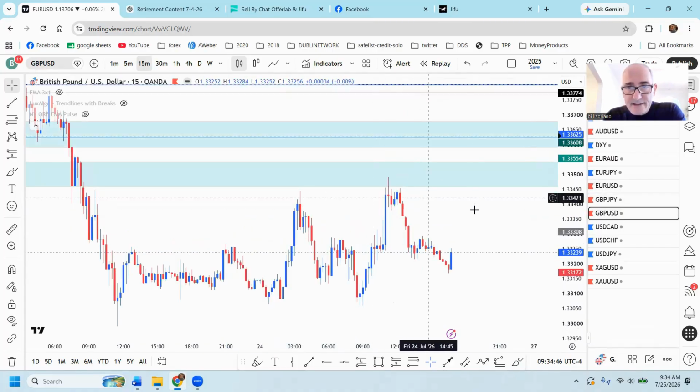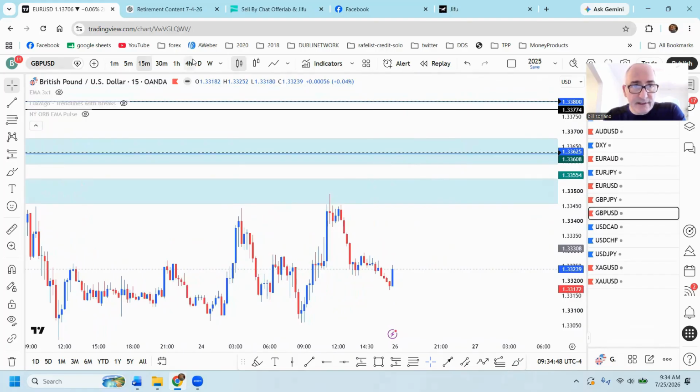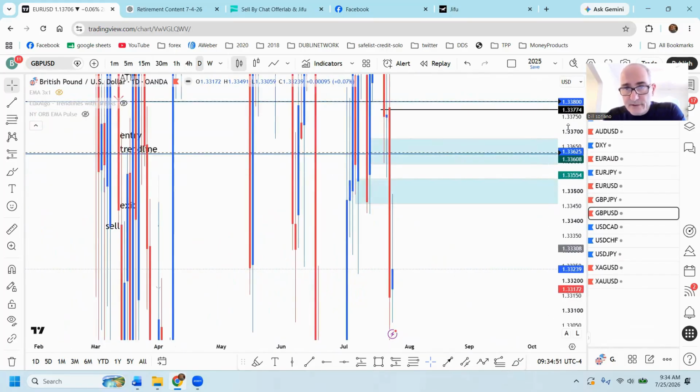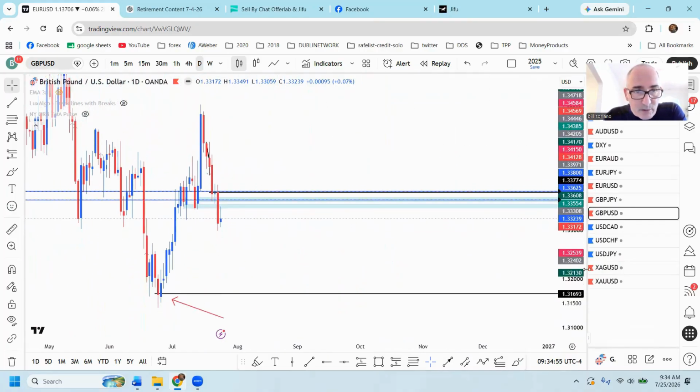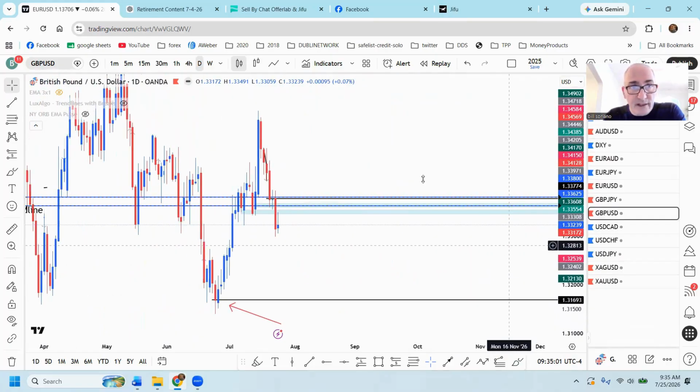Next pair I want to look at is GBP-USD. So again, let's go to the daily time frame. We just want to see where the daily high is. There's the daily range high, that black line there, and this is the daily range low down here.